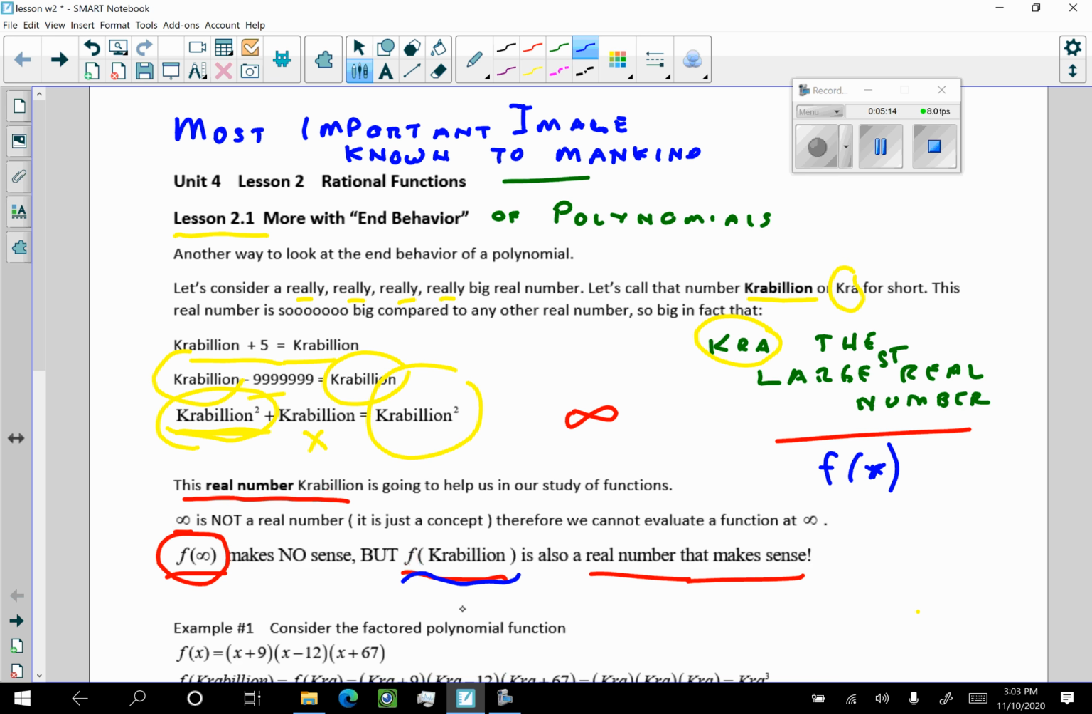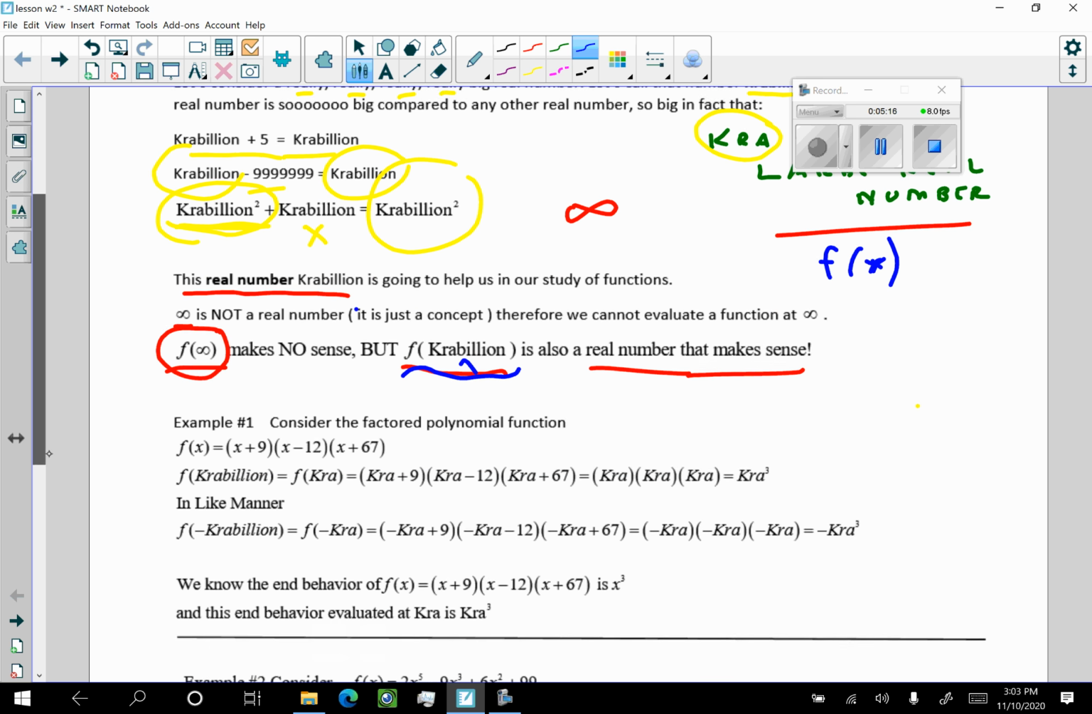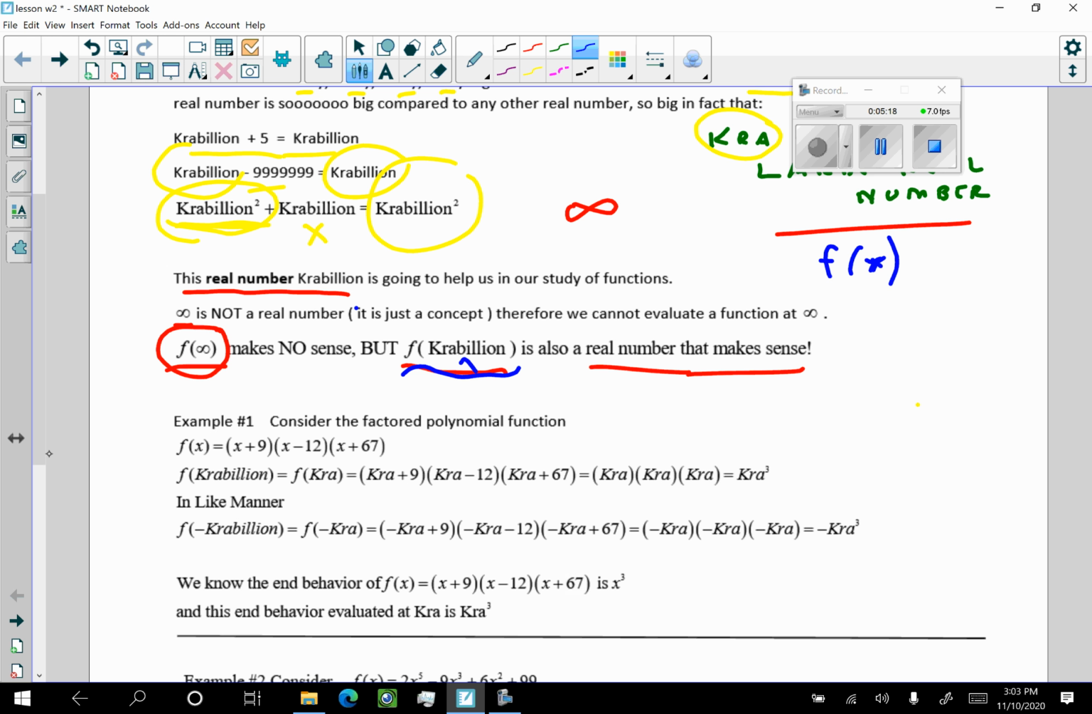So let's consider this factored polynomial. This is going to help us most with rational functions, but we have to do a little preface to rational functions. We're going to evaluate some polynomials at Krabillion.